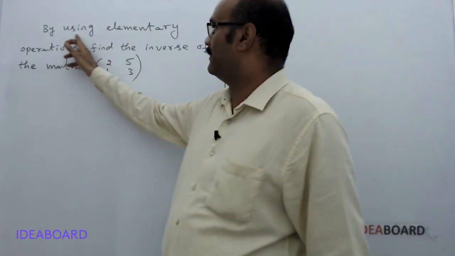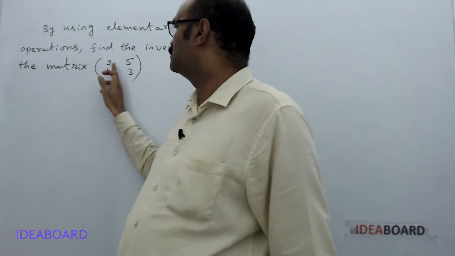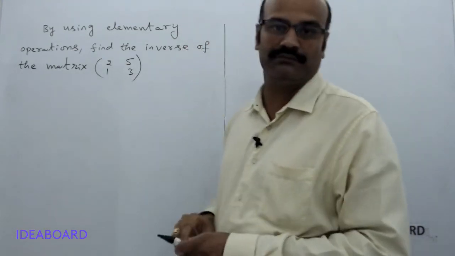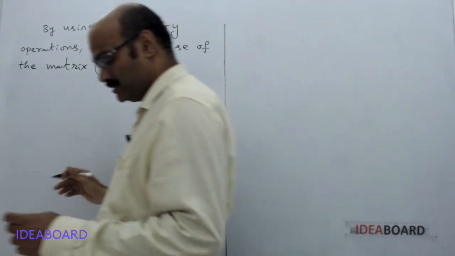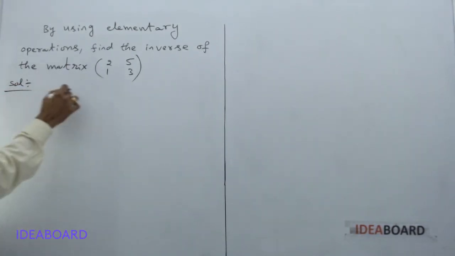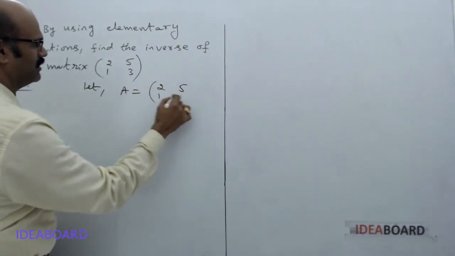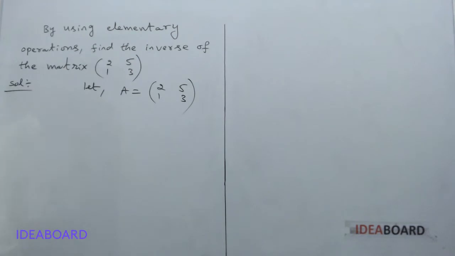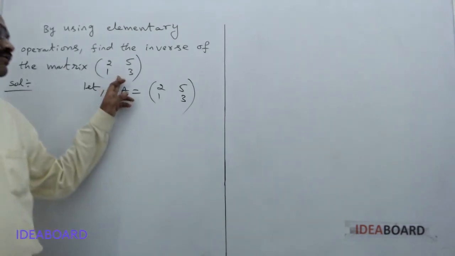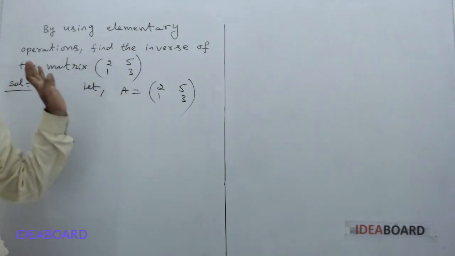Next problem. By using elementary operations, find the inverse of the matrix [2, 5; 1, 3]. Now, solution: let A equal to [2, 5; 1, 3]. Now, we have to find the inverse of this matrix by using the elementary operations.